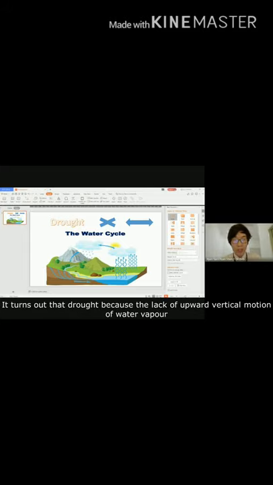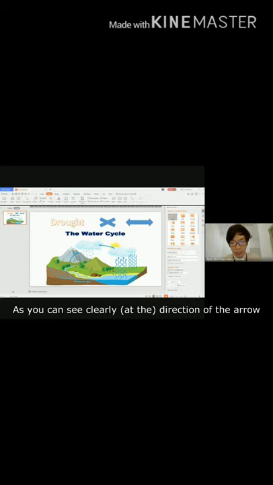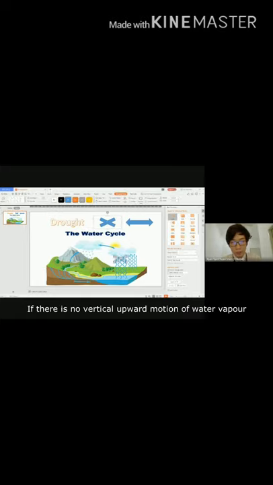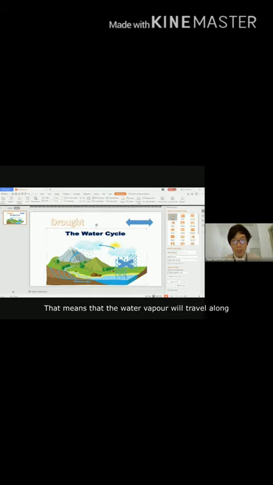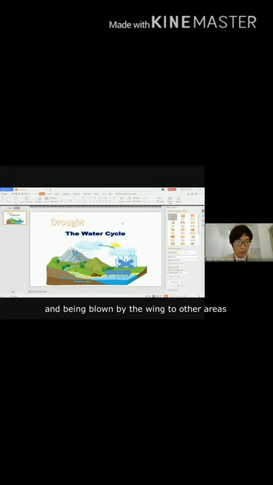It turns out that drought happens because of the lack of upward vertical motion of the water vapor, as you can see clearly from the direction of the arrow right here. If there is no vertical upward motion of the water vapor, that means the water vapor will travel along and be blown by the wind to other areas.